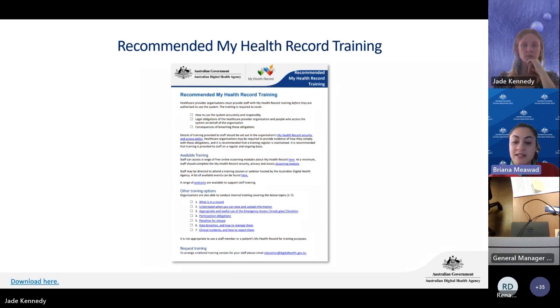Now, another note here is that if we've got any pharmacists on the line, this is part of the pharmacy accreditation. I believe it is item 5.10.1 in the accreditation, where you need to be able to show that My Health Record training is being provided to the staff within the pharmacy as well. So this is not only for RACGP accreditation, but also for other accreditation bodies such as pharmacy and other sectors as well. So just thought we'd point that out.